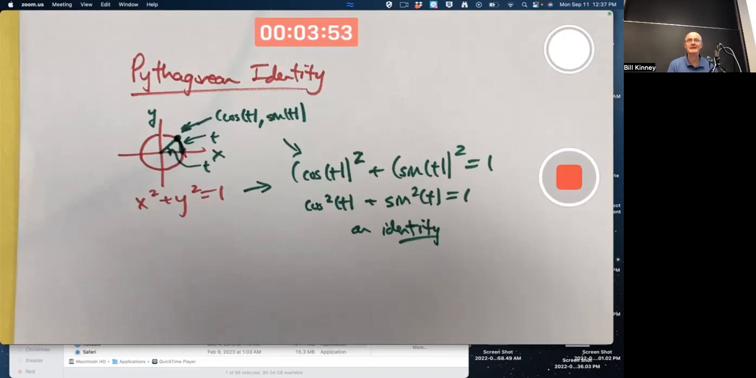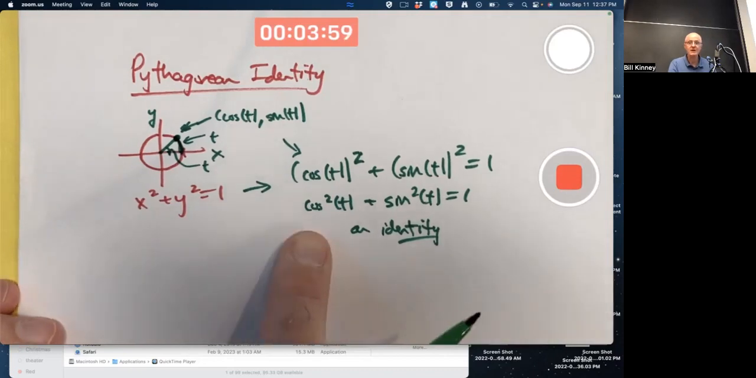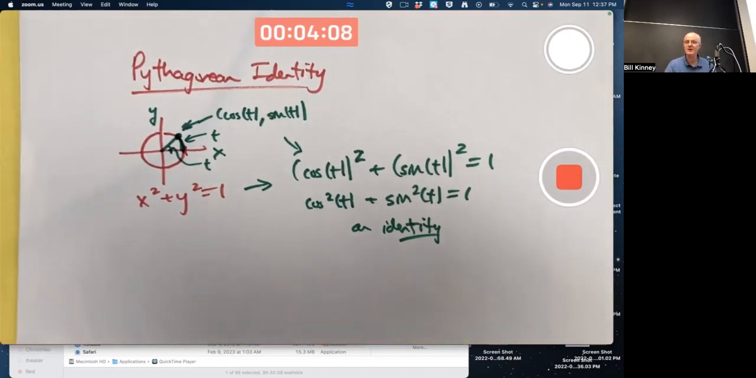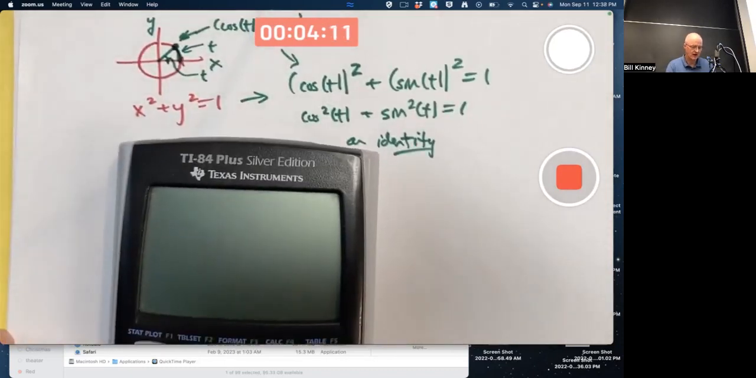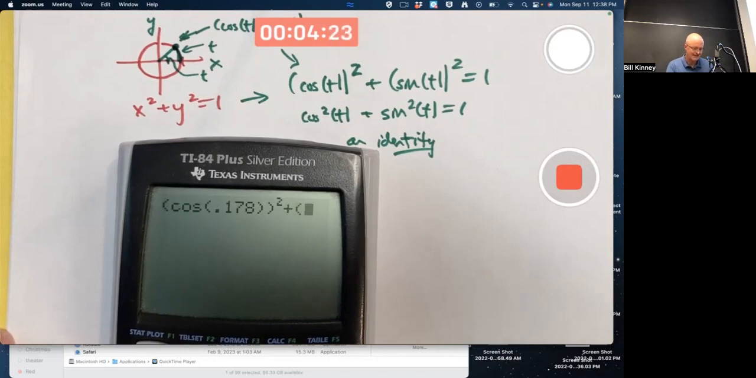Equations, typically at least, are thought of as being things you need to solve for the unknowns. Here, you don't try to solve for t. It doesn't matter what t is, this works. For any value of t, you plug it in, you're going to get 1. To just take an arbitrary example here, if I compute cosine of 0.178 squared and then add sine of 0.178, it's got to be the same number, squared. Enter that, I will get 1. Okay, it doesn't matter that it's 0.178. It could be any number as long as it's consistent.